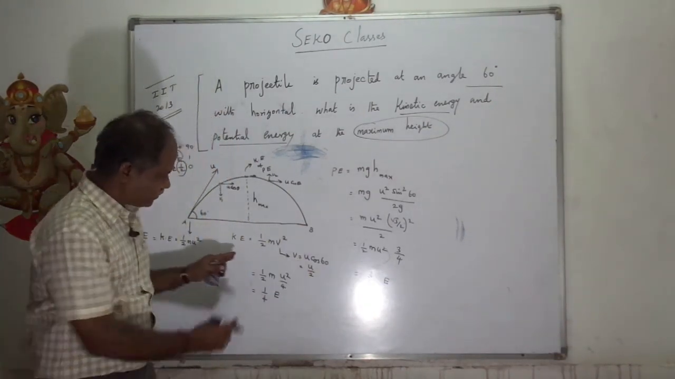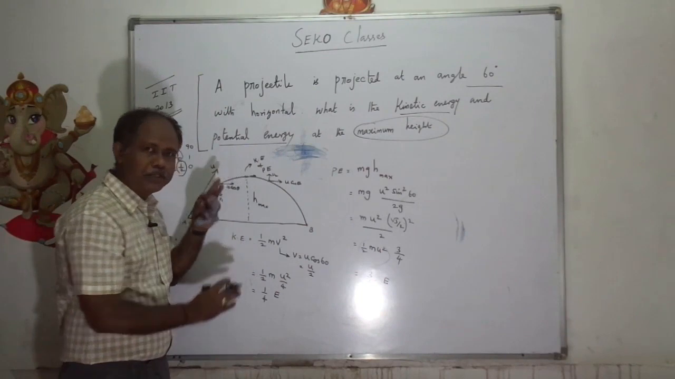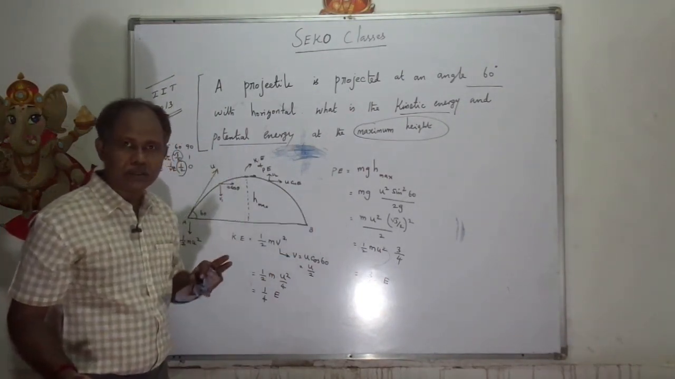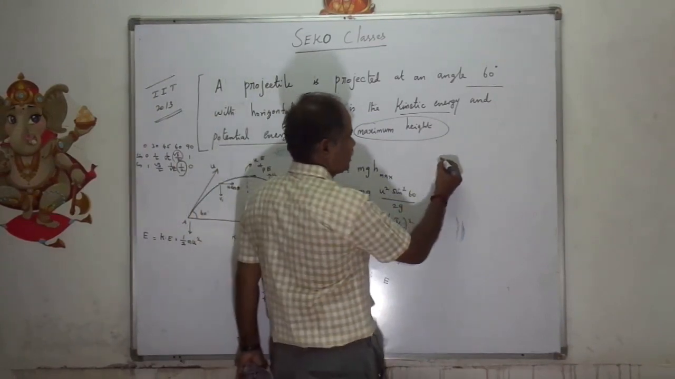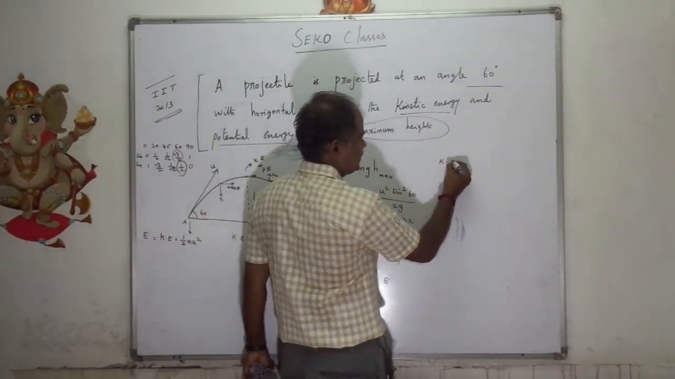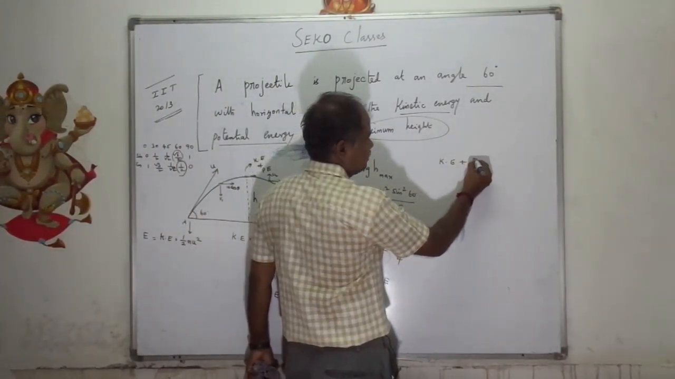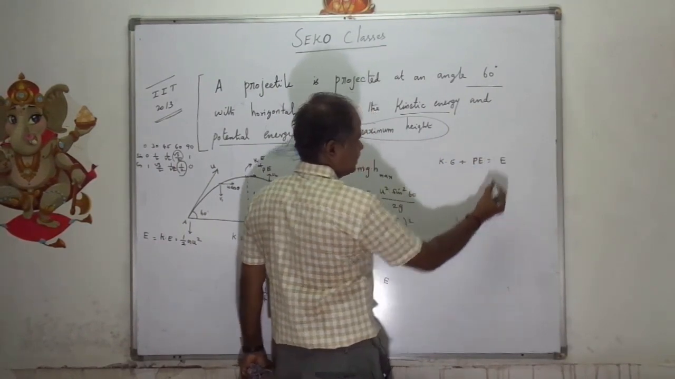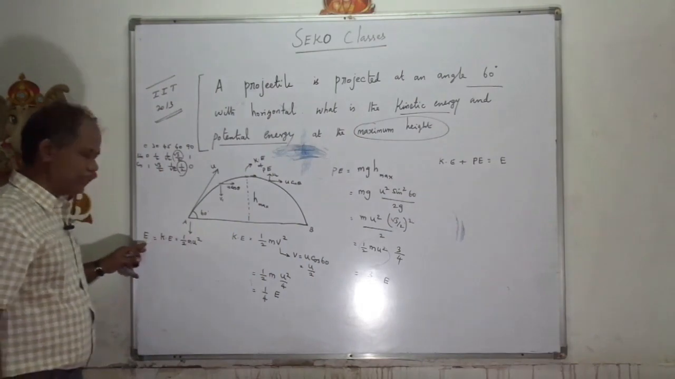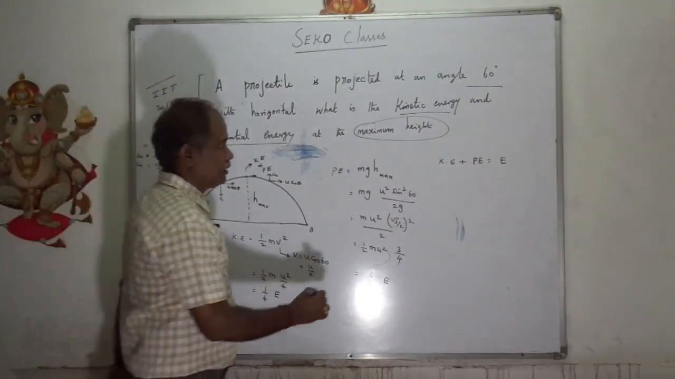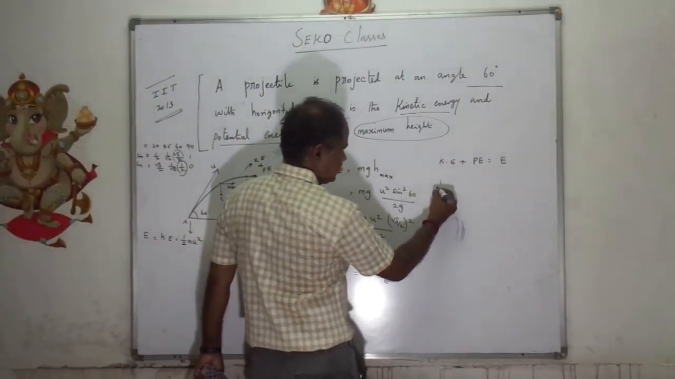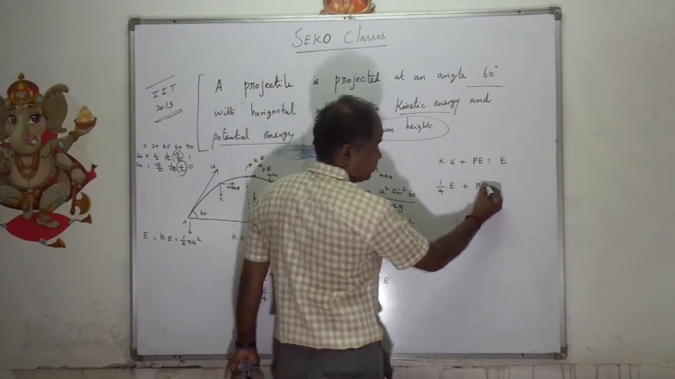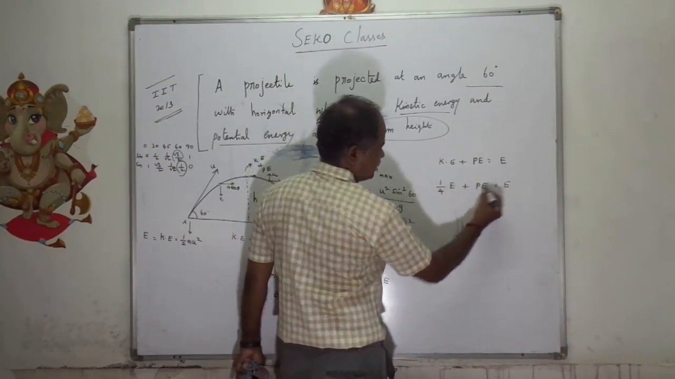If you find the kinetic energy at that particular point, automatically we can find the other value. How do we find it? The total energy, that is kinetic energy plus potential energy, is equal to a constant, that is E here. The total energy is constant. Then you know the value of kinetic energy, 1 by 4 E, plus potential energy, you are going to find it in a shortcut way.